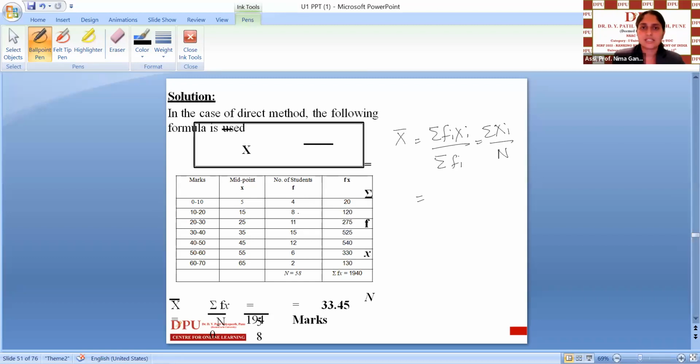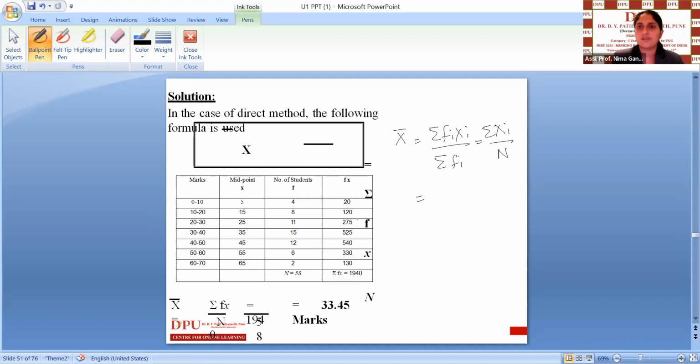15 into 8 is 120, you write it here. 25 into 11 is 275. 35 into 15 is 525. 45 into 12 is 540. 55 into 6 is 330. 65 into 2 is 130. So now you have the values for fi xi.